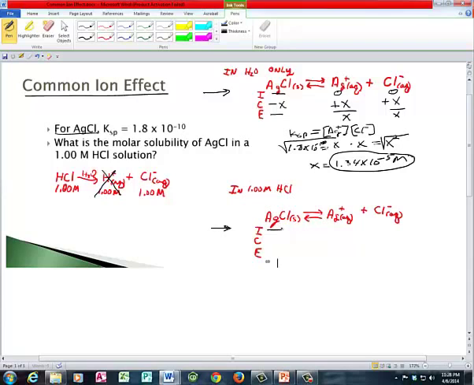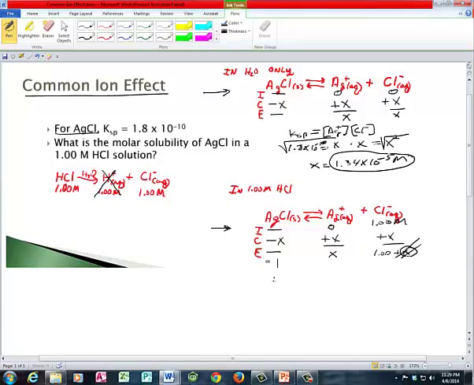So we'll drop that same mass of silver chloride into our hydrochloric acid solution. We don't have any silver ion initially, but we have a 1.00 molar concentration of chloride ion initially. Now, our change is again going to be minus X for the silver chloride, plus X for silver ion, and plus X for chloride. We add everything up, and we'll have less mass of silver chloride at the equilibrium point. We'll have X moles of silver ion and 1.00 plus X moles of chloride ion.